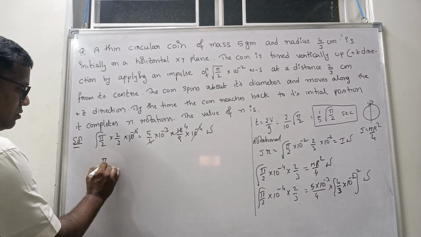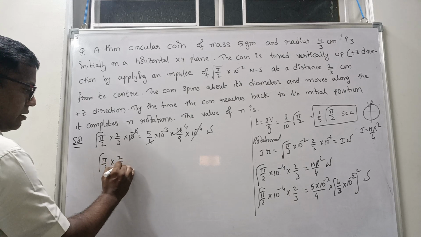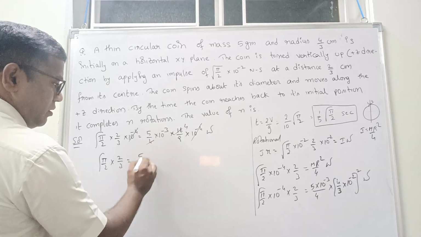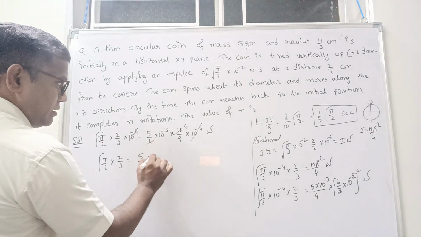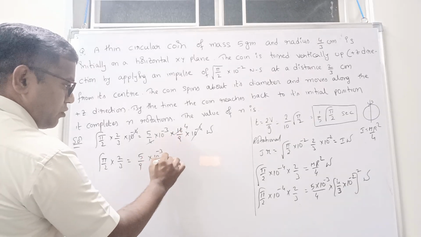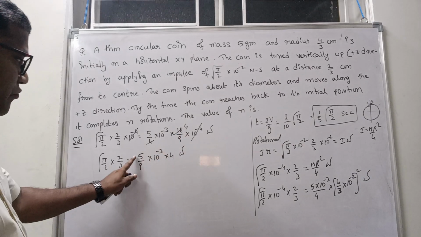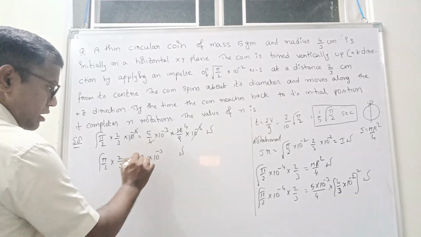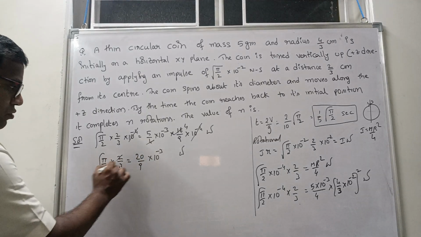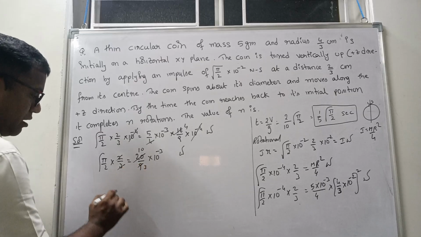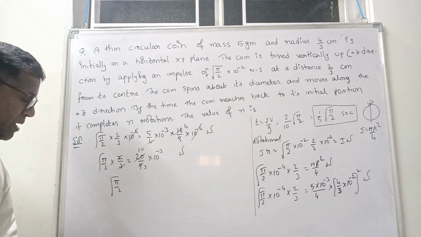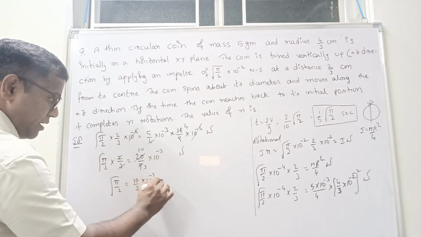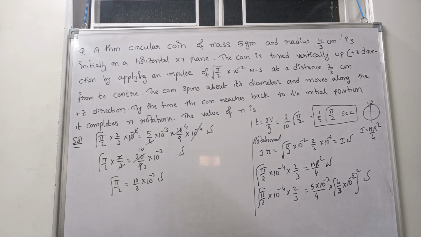Here it is pi by 2 into 2 by 3, which is equal to, here 5 is remaining and down 9 is remaining here. Again here 10 power minus 3, and 4 is there here, 4 into omega, right? So 5 4s are 20. So I will write directly, here it is 20 by 9. So again we can write, 2 10s are, 3 3s are. So we'll write pi by 2, which is equal to 10 by 3 into 10 power minus 3 omega. From this, omega we will calculate.